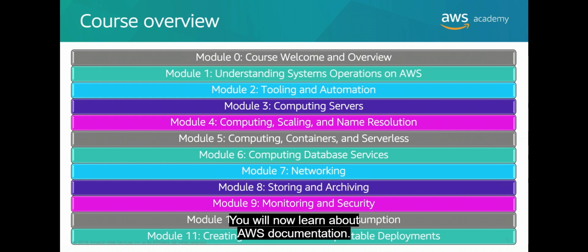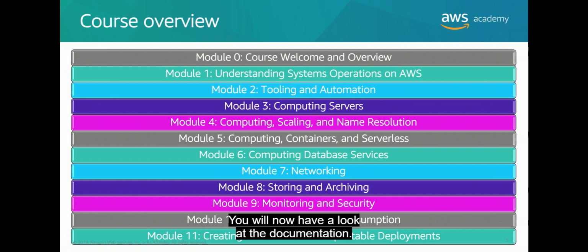You will now learn about AWS documentation. You can find the documentation by pointing your web browser to the URL http://docs.aws.amazon.com. That is http://docs.aws.amazon.com. This is your primary reference site for all things AWS.